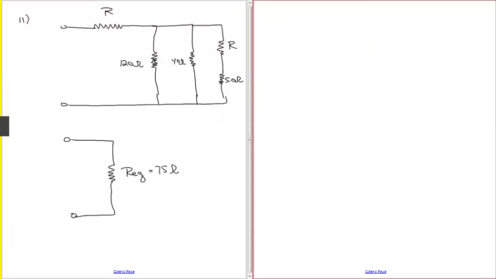We can't use these in parallel yet, because you have to have just single resistors in parallel. So we first have to convert this into an equivalent resistance. Let's call that REQ1, the equivalent resistance for these two together. They're in series, so that means they're added together. So REQ1 is going to be R plus 5. Now we'll have these three resistors in parallel: 120 ohms, 40 ohms, and this equivalent resistance. Let's call that REQ2.